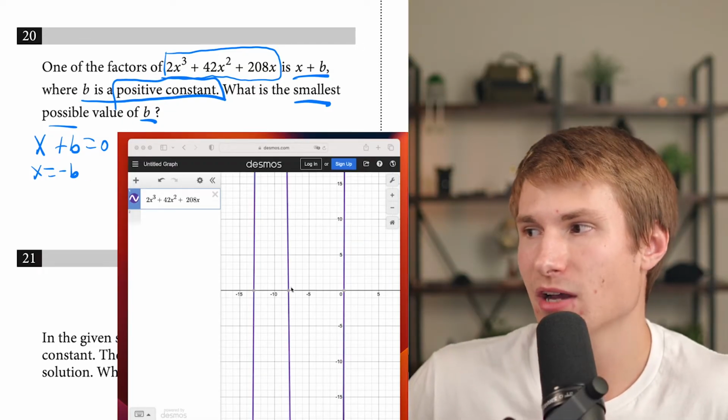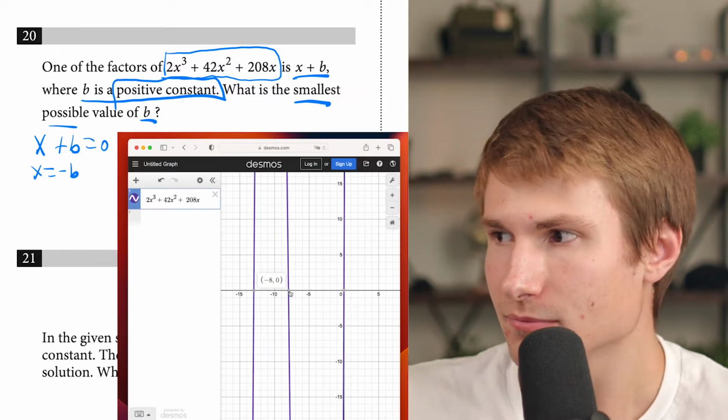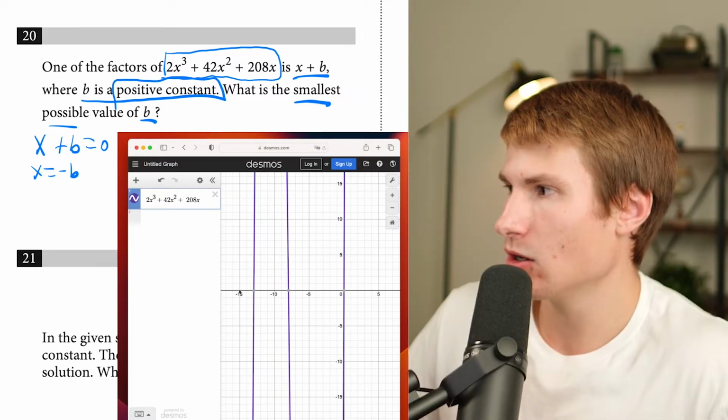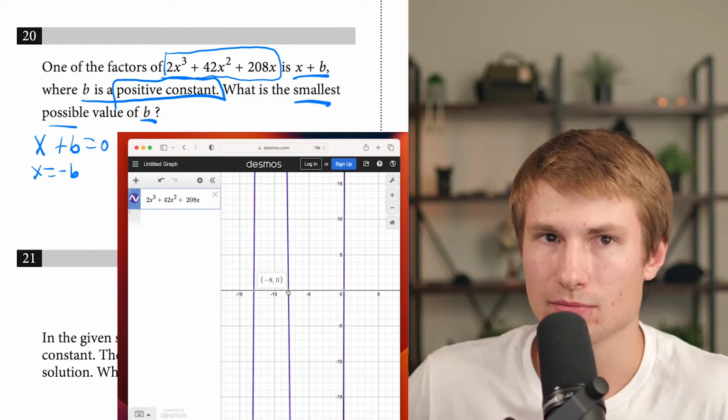Since b is a positive constant, we need to look at the negative x-intercepts, which we see at negative 8 and 0, and then at negative 13 and 0. This one here at 0, 0 wouldn't make sense since we have x plus b. So we need the smallest positive constant.